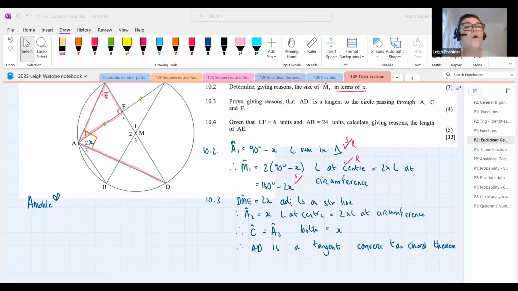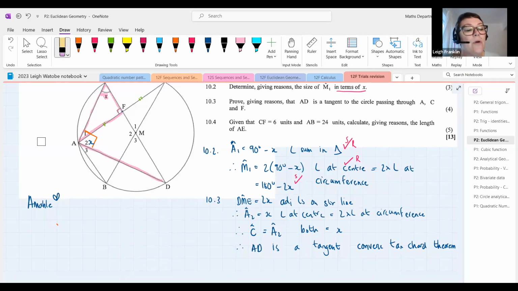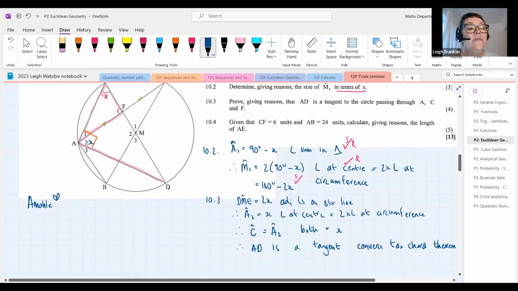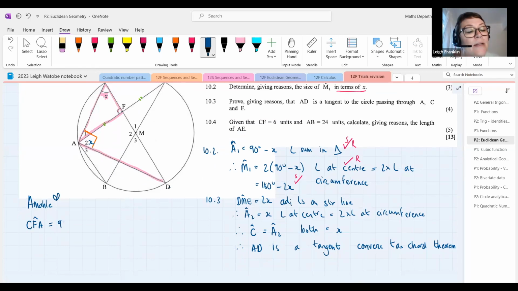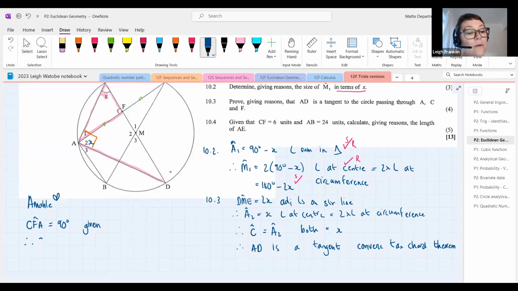Okay, so what we can say here, sorry, let's start at the beginning. Angle CFA equals 90 degrees, given. Therefore, CA is a diameter. Now, this is another converse. This is converse angle in a semicircle.